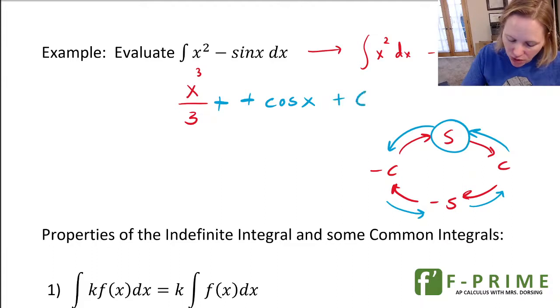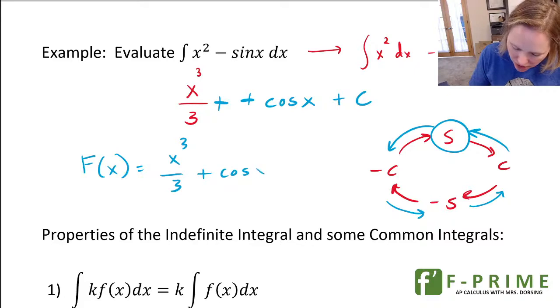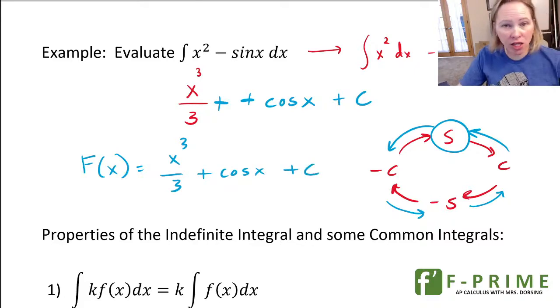And then plus c. So when I clean this up, the solution, capital F of x, is x cubed over 3 plus cosine of x plus c. And you can always check by taking the derivative of your answer. Does it get you back to where you started from? That's always an excellent little mental check: am I getting the right answer? Am I getting back to where I started from?